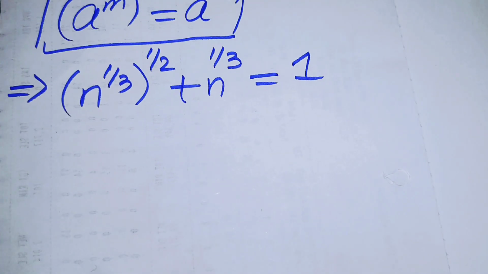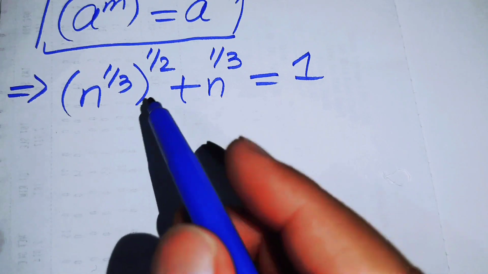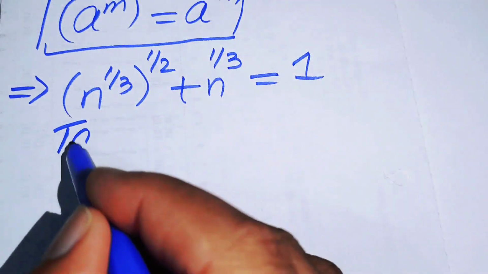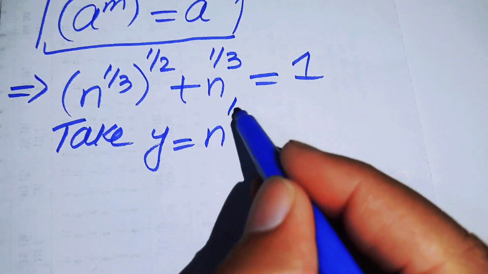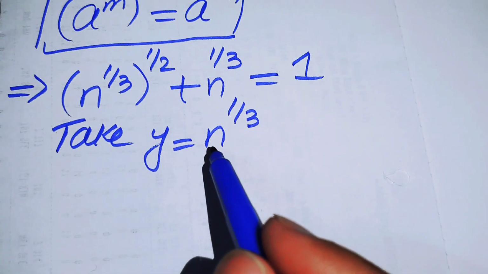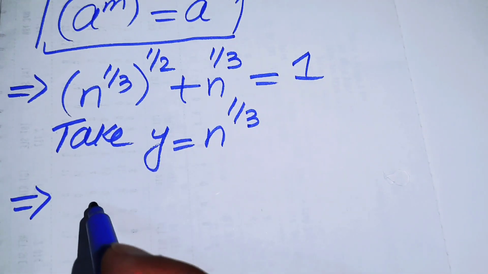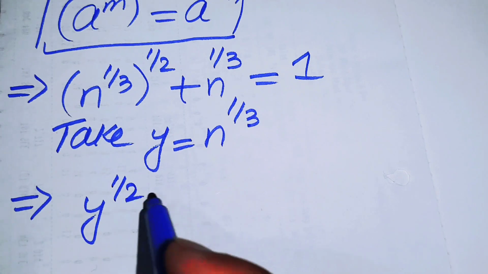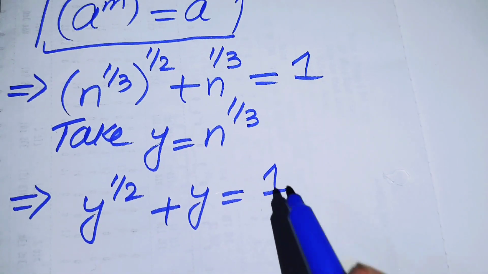In the next step we can simplify this nice algebraic equation, so that I can take y equal to n to the power of 1/3. So when we put n to the power of 1/3 equal to y, this equation becomes y to the power of 1/2 plus y is equal to 1.